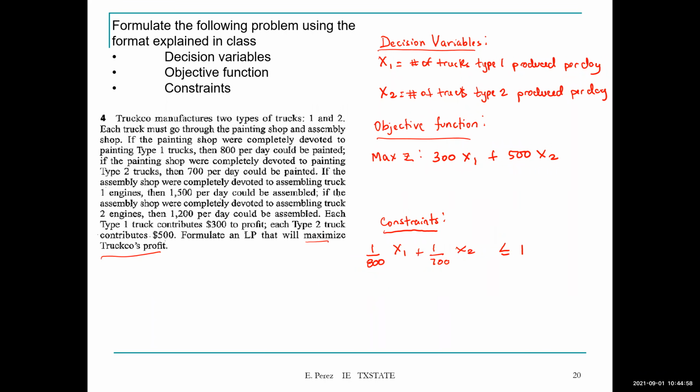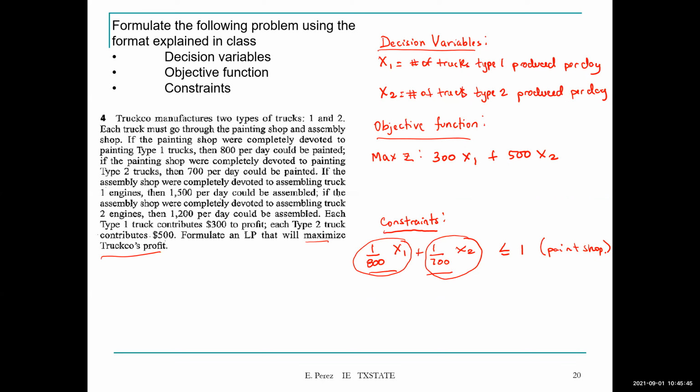So the summation of that ratio has to be less than that 100%. So the summation of this fraction plus this fraction has to be less than or equal to 1. Remember, 1 is representing this 100%, because this piece right here is going to be a fractional value, and this is going to be a fractional value. The summation of the two has to be less than or equal to 1. 1 is representing all the capacity for that, in this case, paint shop.